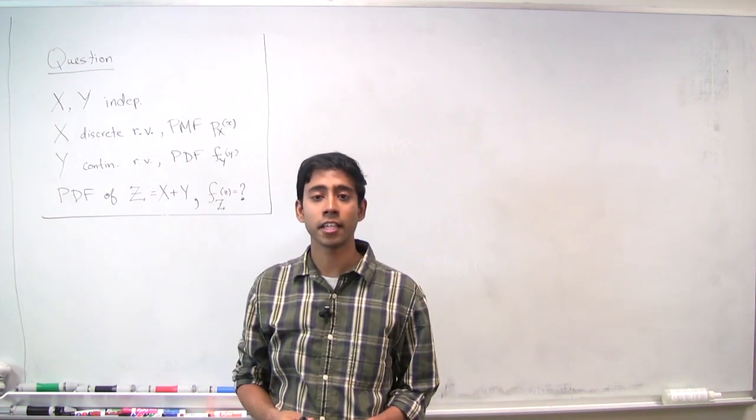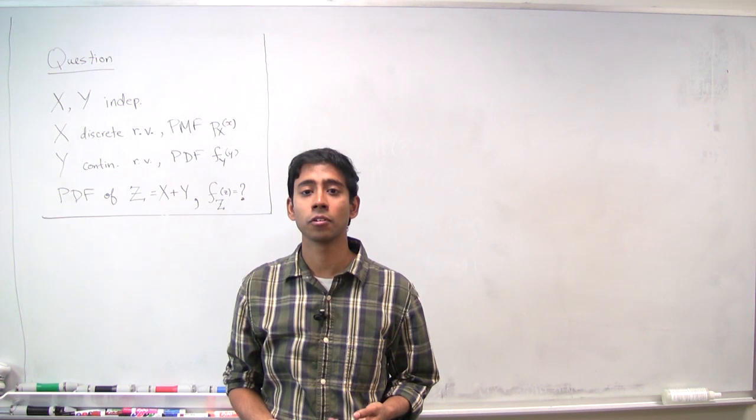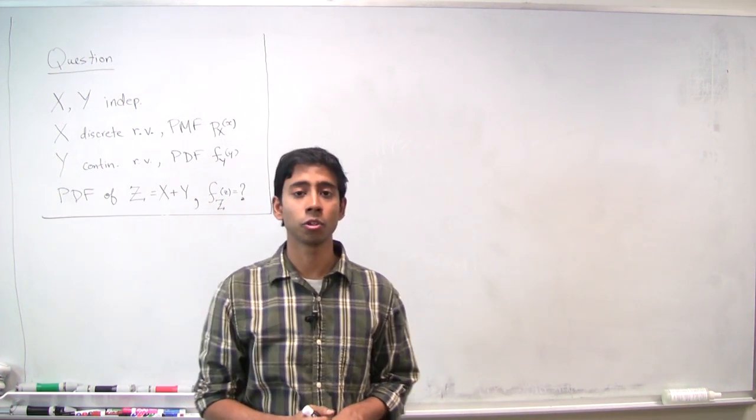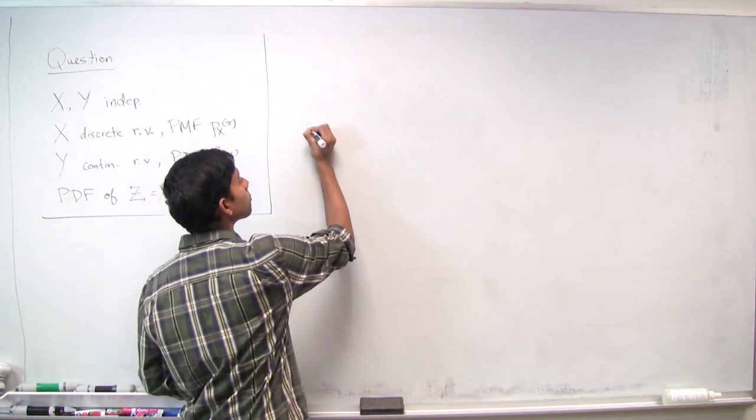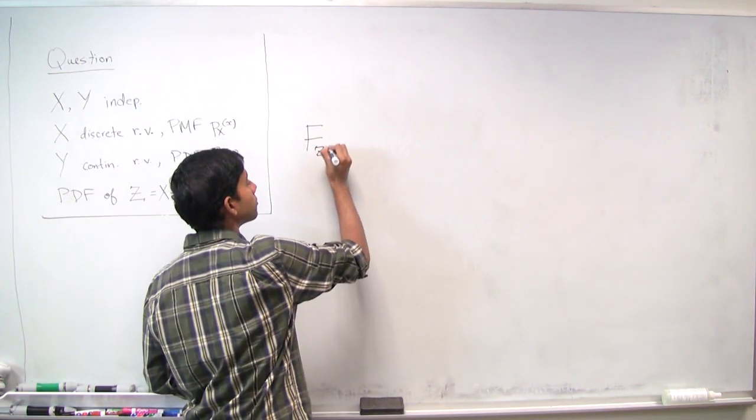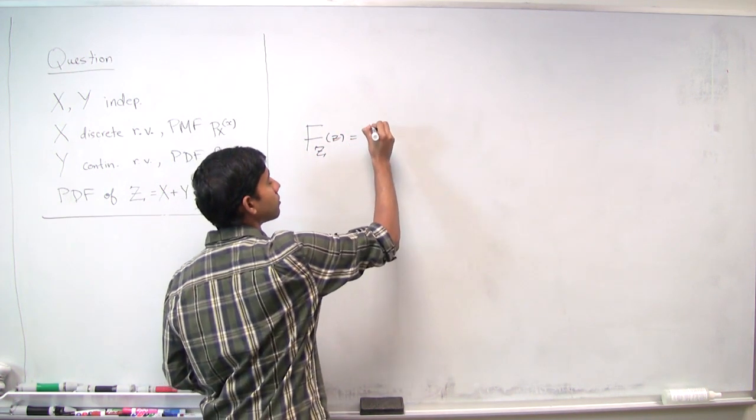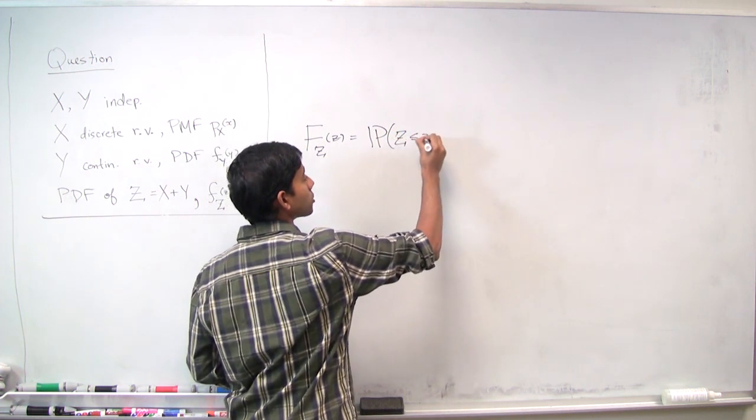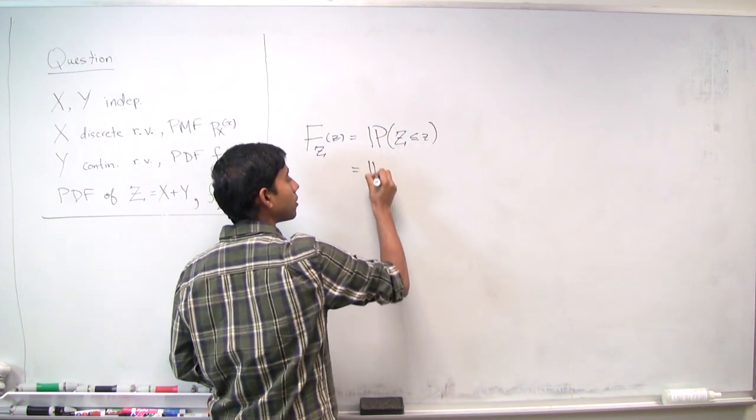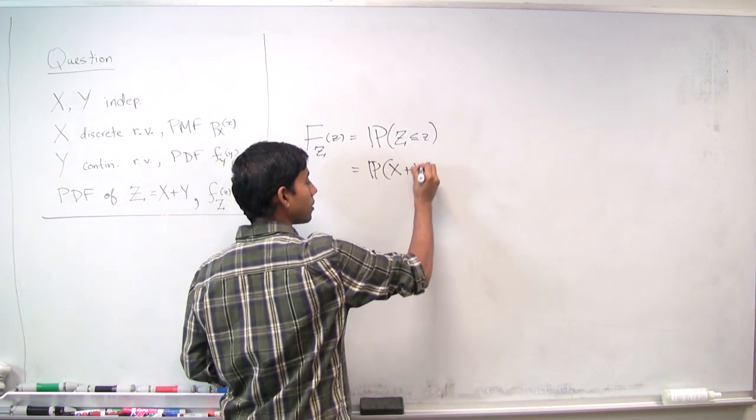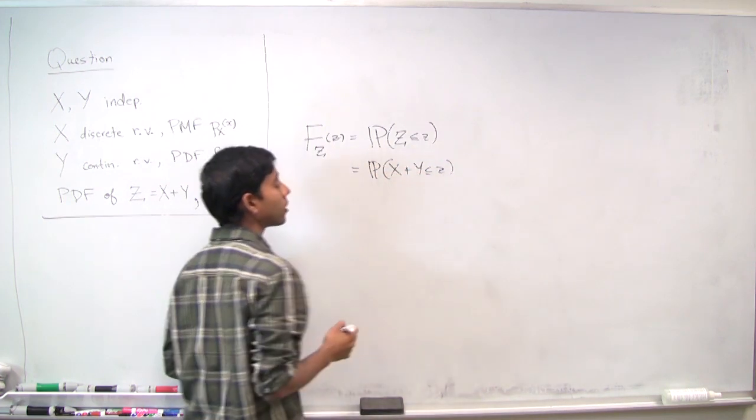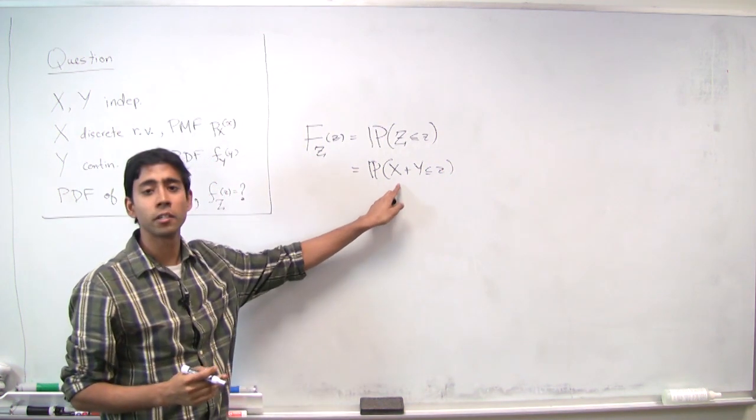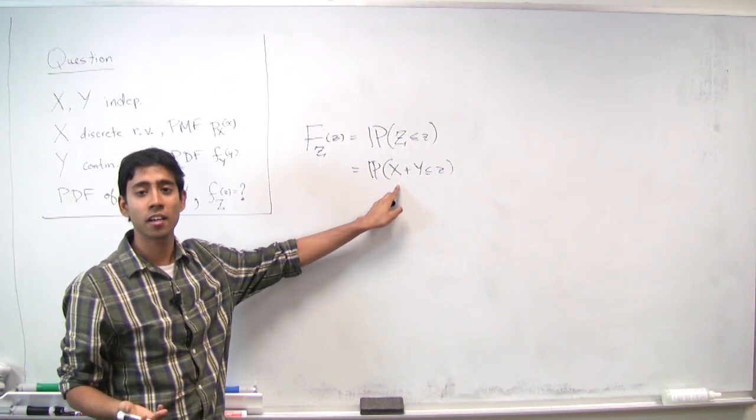We're going to use the standard approach here: compute the CDF of Z, and then take the derivative to get the PDF. Okay? So in this case, the CDF, which is F_Z, by definition is the probability that the random variable Z is less than little z, but Z is just X plus Y. Now we'd like, instead of having to deal with two random variables, X and Y, to deal with one at a time.